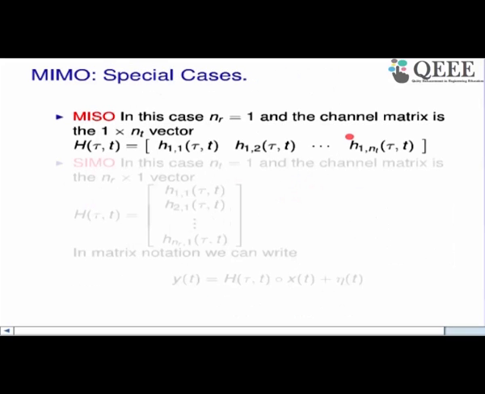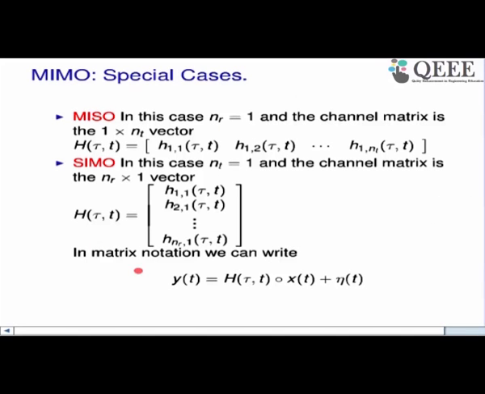Now there are some special cases. Suppose you have one receive antenna and NT transmit antennas. This is called the MISO case, multiple input, single output. That's why the abbreviation is MISO. In this case, your channel matrix becomes a row vector, since it is one receive antenna, so just one output. The second special case, your channel matrix is an NR cross 1 vector. So there is only one transmit antenna, multiple receive antennas.